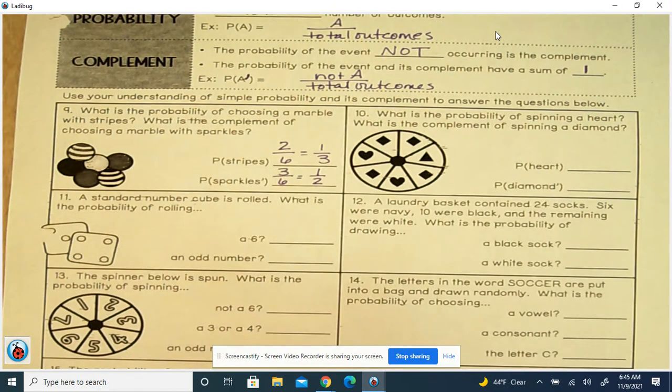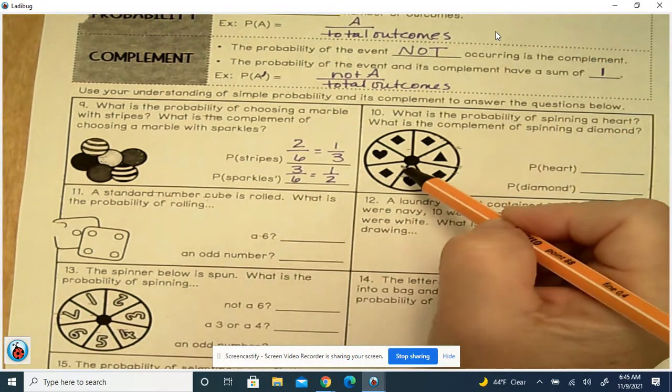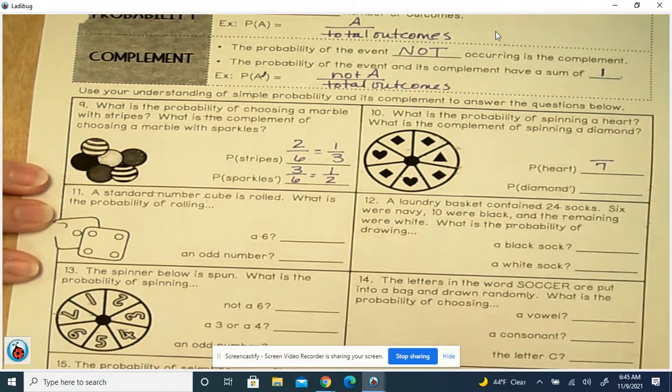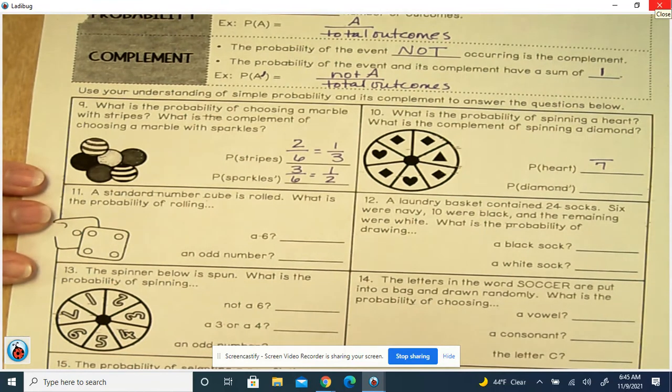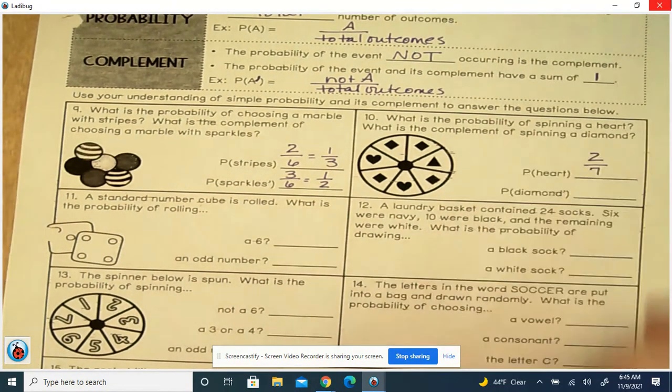Number 10, what is the probability of spinning a heart? If we look on here, we got 1, 2, 3, 4, 5, 6, 7. 7 total outcomes. And how many are hearts? We have 2. So the probability of doing hearts is 2/7.